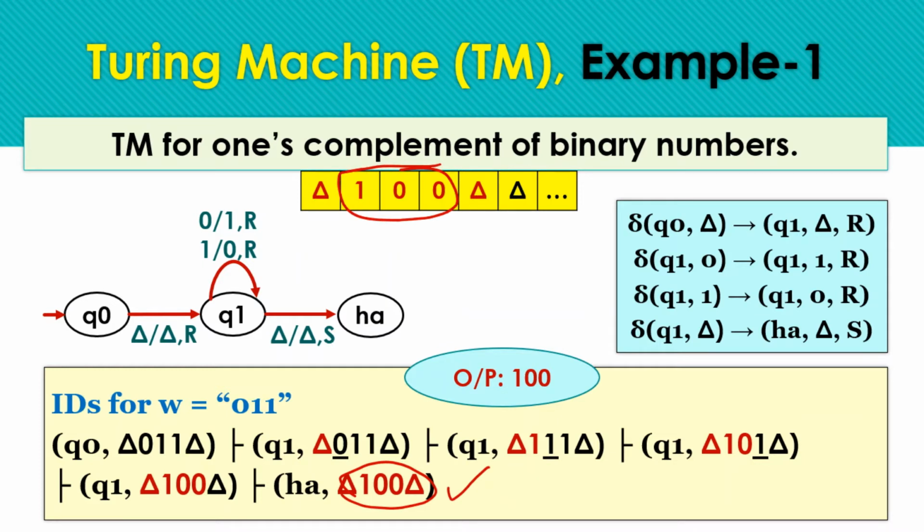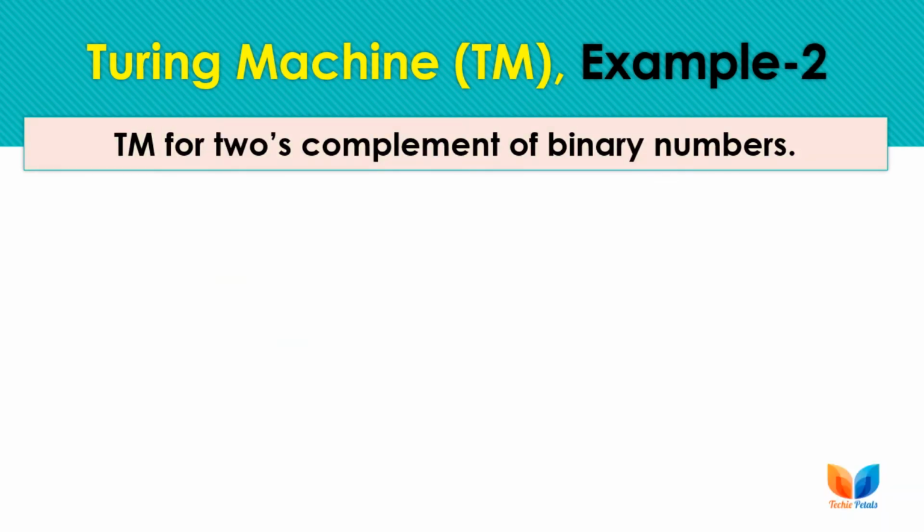Okay, so in the next example we will be having a Turing machine for 2's complement of the given binary number. So here is the question on your screen, Turing machine for 2's complement of binary numbers. For this we have to use the same approach that we have used for the Mealy-Moore machine. So suppose we have this as input.